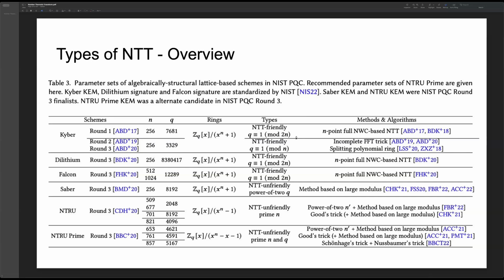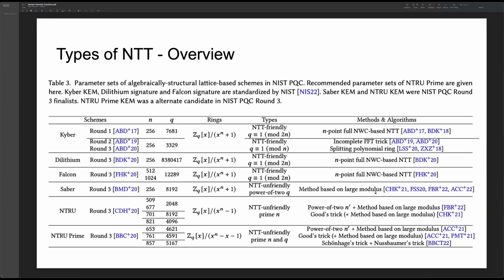But in some cases, we have to use different tricks. For example, Saber has an NTT-unfriendly power of 2 Q. So then we have to use methods based on a large modulus, which I'll briefly speak about, but I don't know it too well, so I don't want to say it too clearly. You choose a big N, which is bigger than Q, so N must be more than N squared Q. Then you first do the multiplication in that domain, and then you reduce it further. For details, I will link to the paper and you can check it out, but this is roughly the big idea here.